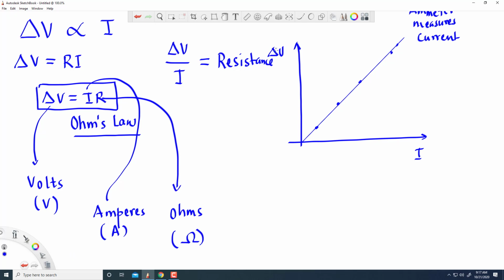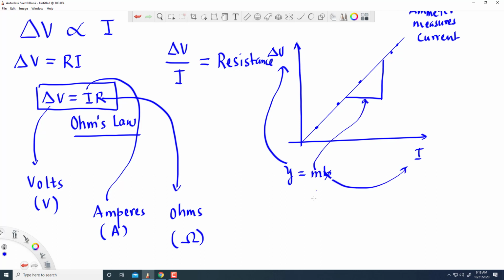So if you plot this, this is an equation of a straight line. So y is equal to mx. So y is that, and x is that. So your slope will give you the resistance. So this slope is the resistance. If you are doing analysis of the lab, you will need to find the slope to find the resistance. So now let us look at problem number 3 from the worksheet.